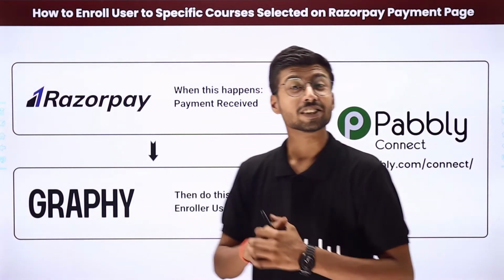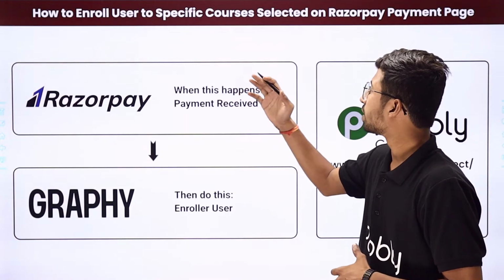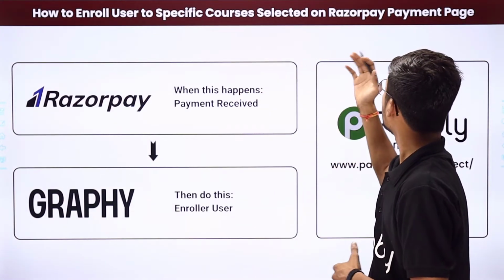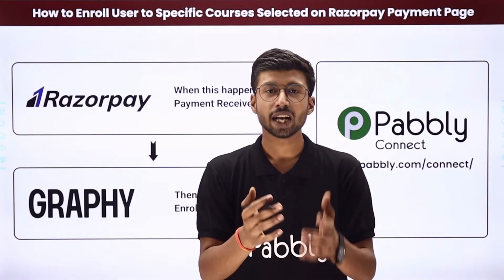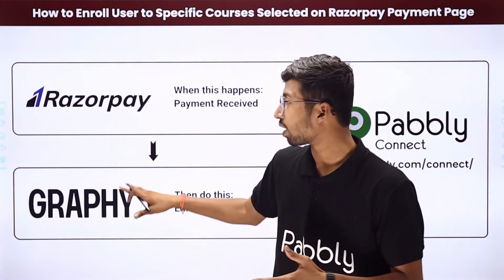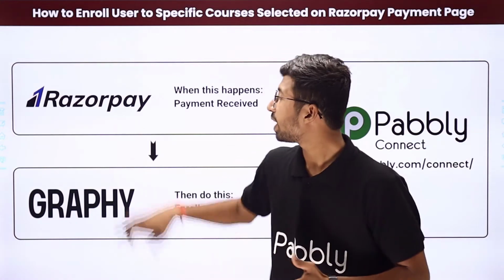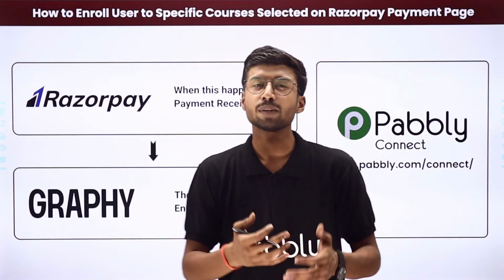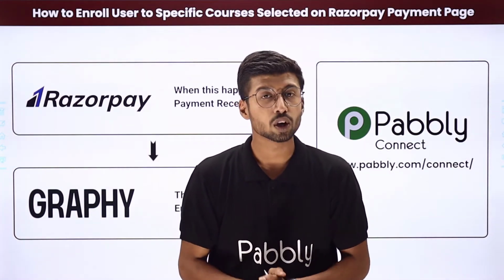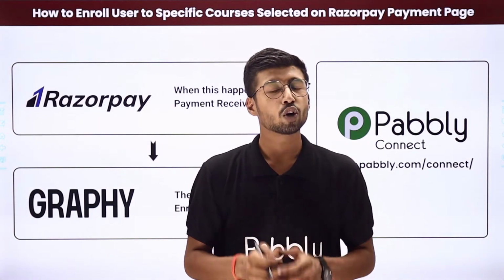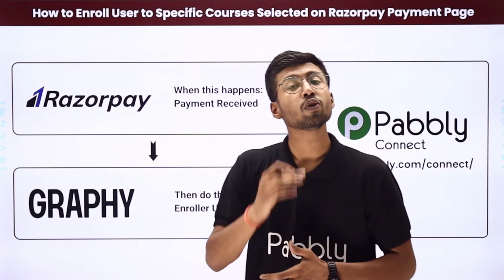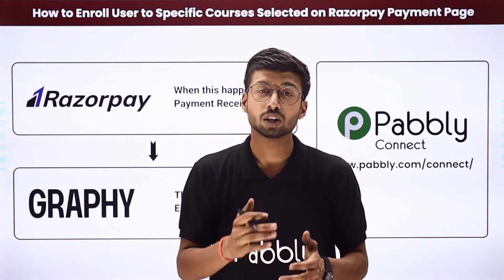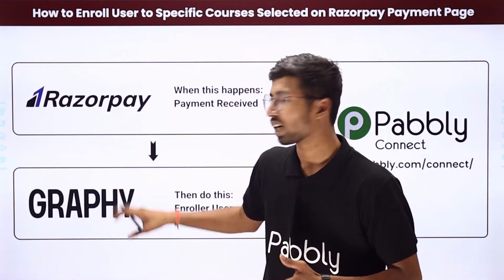So the topic for today's video is how to enroll a user to a specific course selected on the Razorpay Payment Page. Now suppose, guys, you are an online educator selling some kind of course using Graphy, and you are using Razorpay as an online payment gateway to collect the payments from your customers. Now you are selling multiple courses. Now you want the course which is selected by the user on your Razorpay payment page, you want to enroll that very same user on that very particular course in your Graphy account.